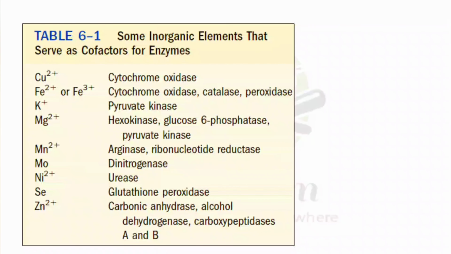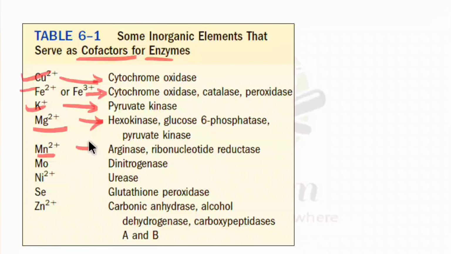So, these are some of the inorganic elements that act as a cofactor for the enzymes. This copper is the cofactor of cytochrome oxidase. This ferric or the ferrous is the cofactor of cytochrome oxidase or the catalase or peroxidase. This potassium is for pyruvate kinase. This magnesium is for hexokinase, and manganese is for arginase.